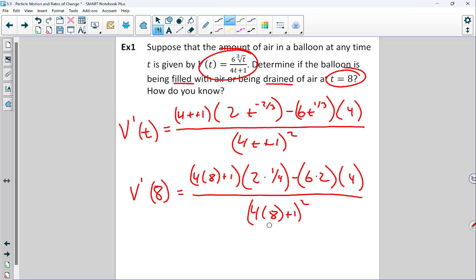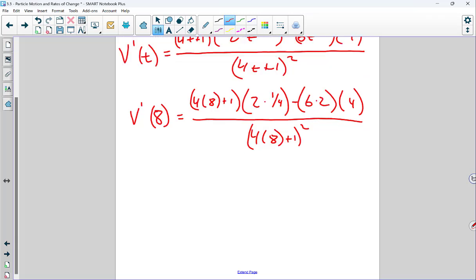Again, the question is, is this positive or negative? The bottom, that's 32 plus 1, 33 squared, that's a positive value on the bottom. So I don't really care about the bottom. On the top, is it positive or negative? Well, this is 33. 2 times 1/4 is 1/2. Half of 33 is a positive number. This is 12 times 4 is 48. Well, if I take half of 33 and subtract 48, that's going to be negative. So I know that V prime of 8 is negative.